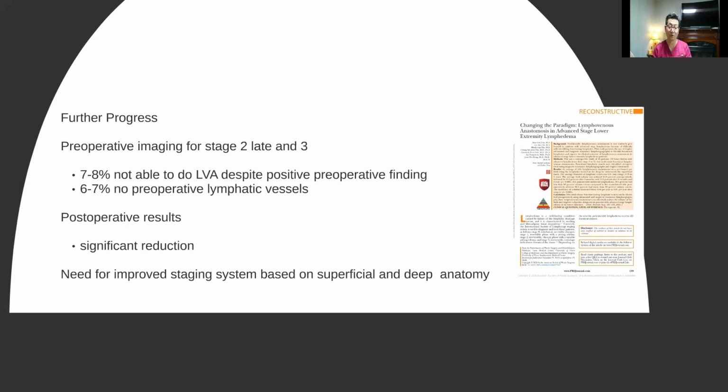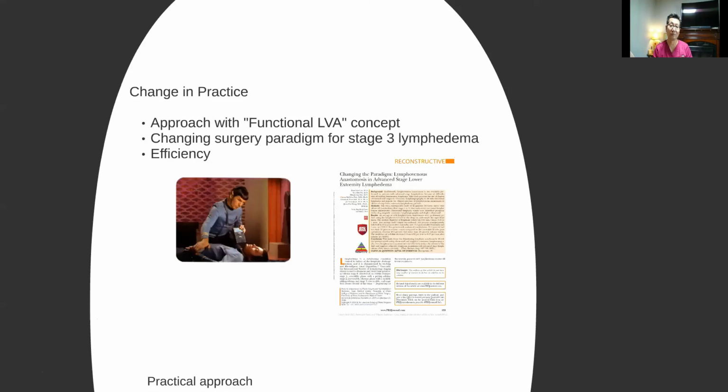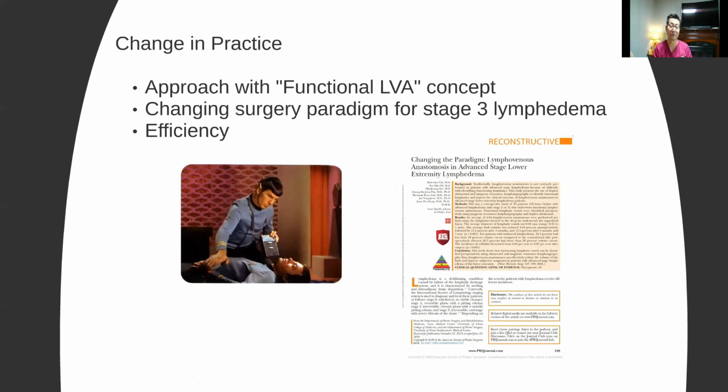By using the ultrasound, around 6 to 7% had no identifiable lymphatic vessels in stage 3. So it really allows you to plan the approach from the beginning instead of wasting your time trying to map out or find the lymphatic vessel. So I think by using this approach, we've also shown that in late stage 2 and stage 3 advanced lymphedema patients, it was a very effective approach in reducing the overall circumference.